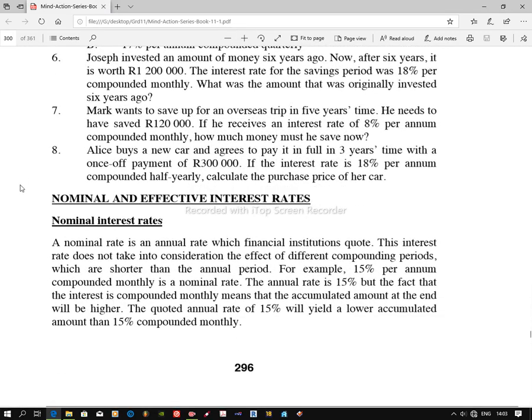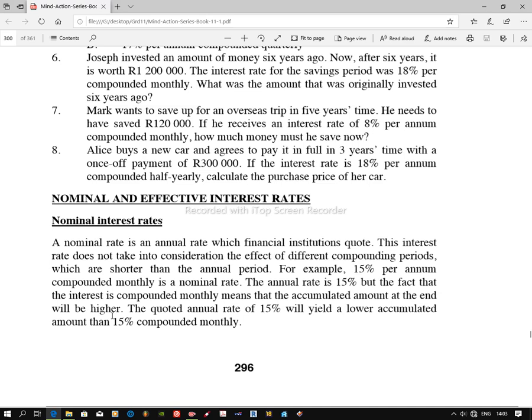So we are going to be looking at a nominal and effective interest rate. A nominal interest rate is an annual rate which a financial institution quotes. This interest rate does not take into consideration the effect of different compounding periods, which are shorter than an annual period. For example, 15% per annum compounded monthly is a nominal rate. The annual rate is 15%, but the fact that the interest is compounded monthly means that the accumulated amount at the end will be higher.